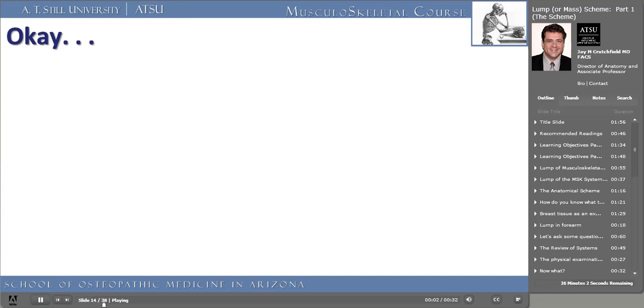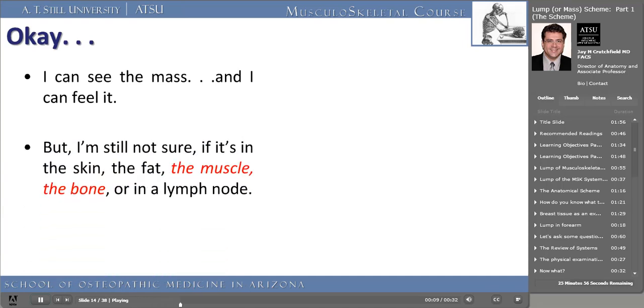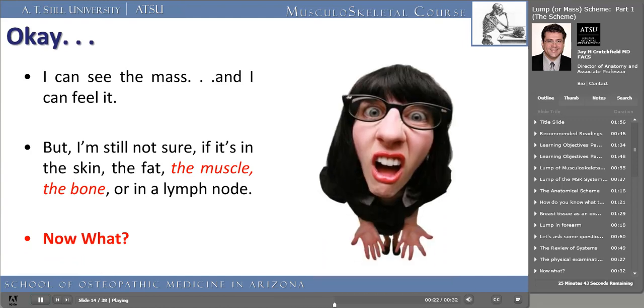With our patient, we can see the mass and palpate it, but we still don't seem to have enough information to determine if it's involving the skin, the subcutaneous tissues, fat, muscle, bone, or is it an enlarged lymph node? What should be done at this point if our history and physical exam, the review of systems, and our own intuition isn't enough? What if we've never seen such a giant lymph node on the upper arm? Should you discount it as a possibility because you've never seen it before?